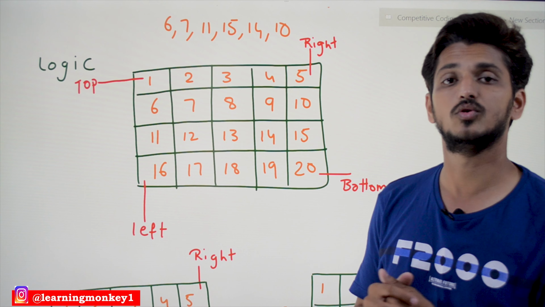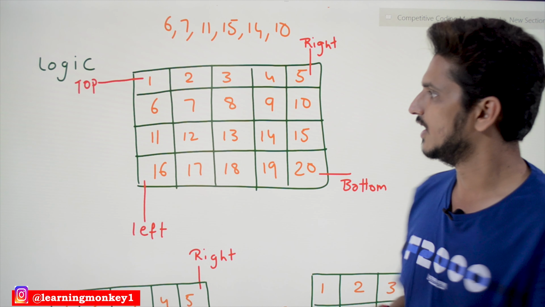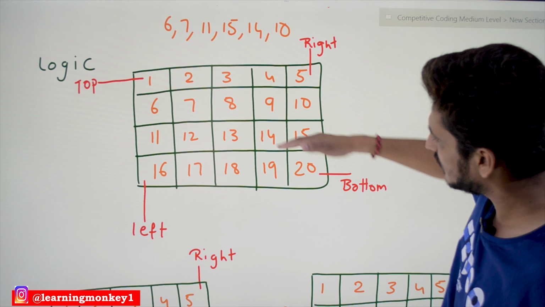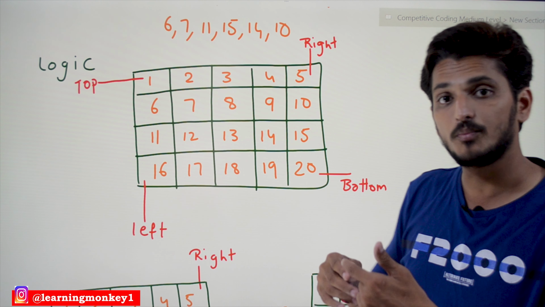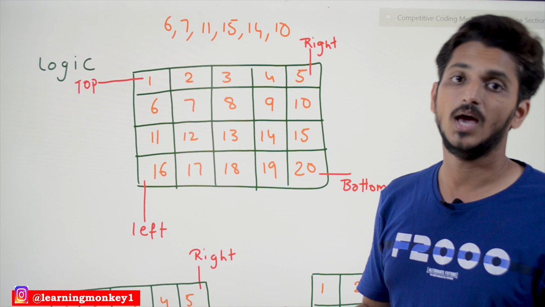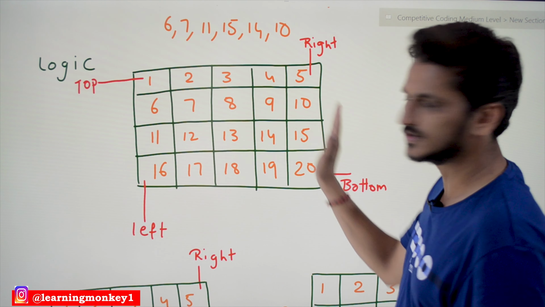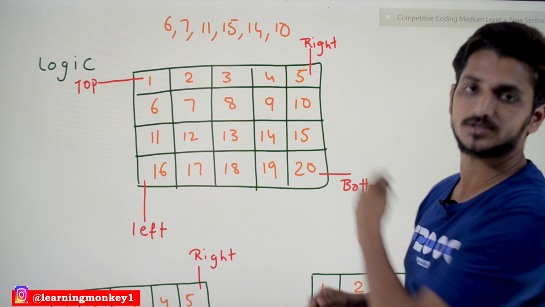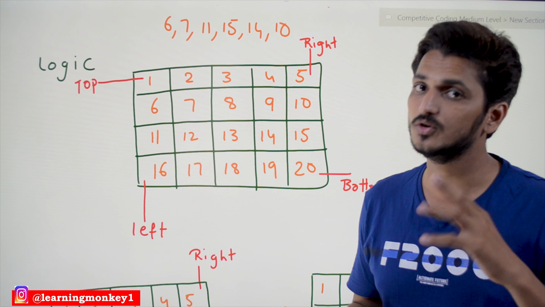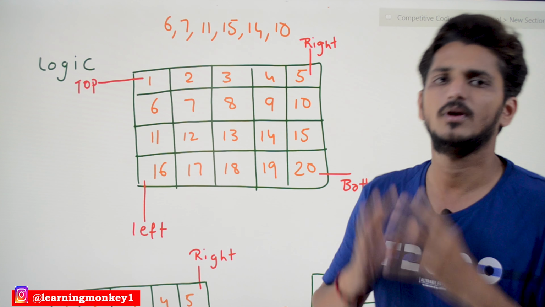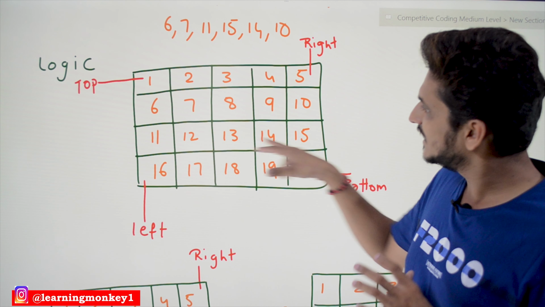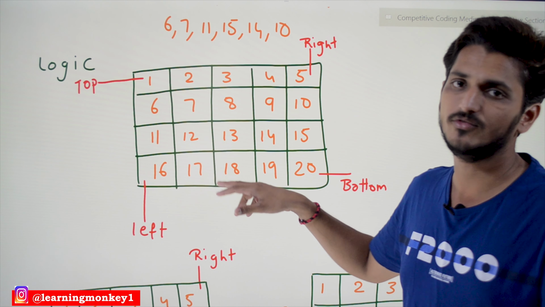How long do we have to repeat this? When top is moving down and bottom is moving up, if top crosses bottom, you can stop. Likewise, if left crosses right, you can stop. These are the two conditions we are going to use to stop our program. This is the basic logic. You have to think about it and write the code for that.